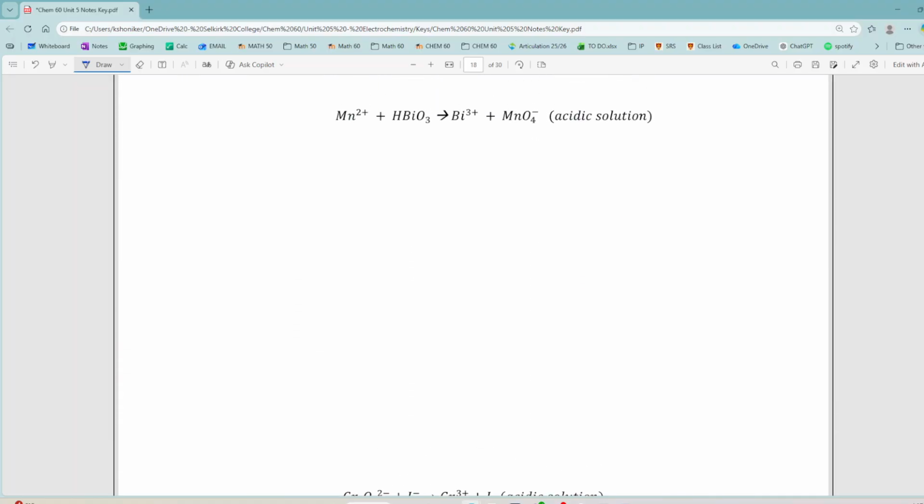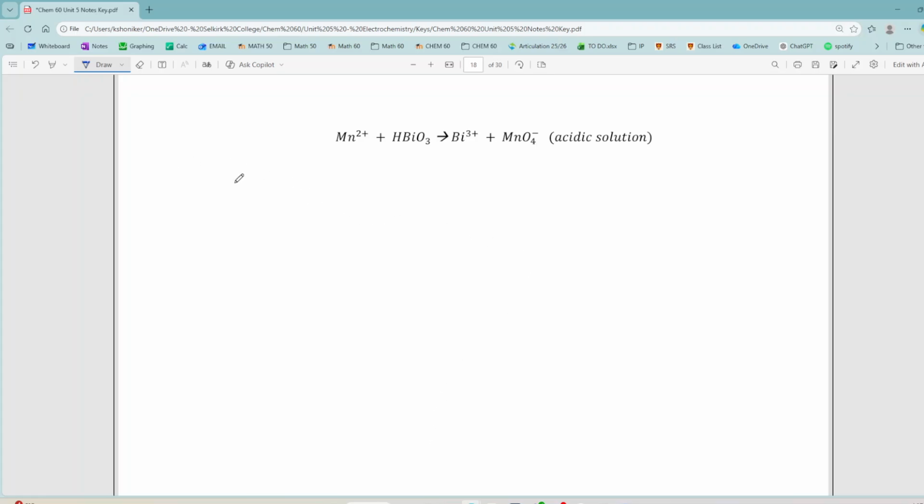Okay, so next reaction. So let's break it up first off into 2 half reactions. Now I've changed the way I used to do this. I used to try to write 2 half reactions, one on each side of the page, and now I do them on top of each other, and I find that it has actually made my life a little bit easier for some reason.